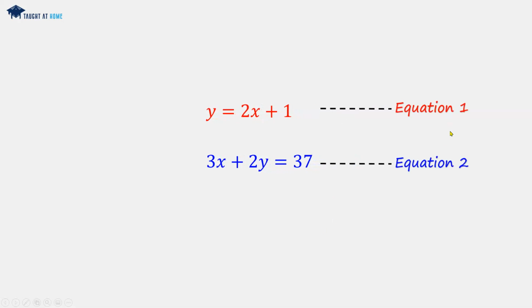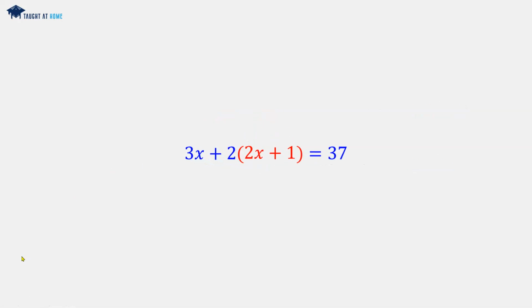We've got two equations, equation 1 and 2, and we notice that we have an expression for y in equation 1. So what we can do is take this whole expression for y and substitute it into equation 2, replacing the y value in equation 2 with the right hand side of this equation. And now we have one equation which we can solve for x, as y has been eliminated from this equation.